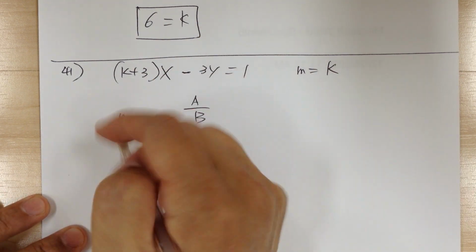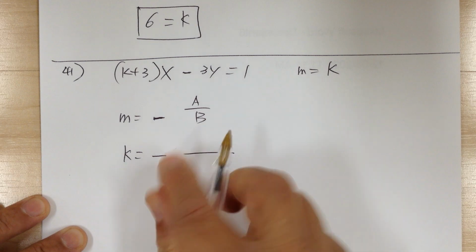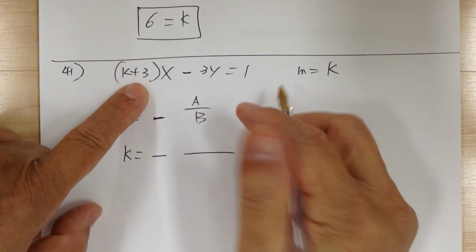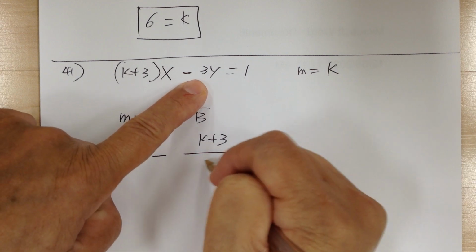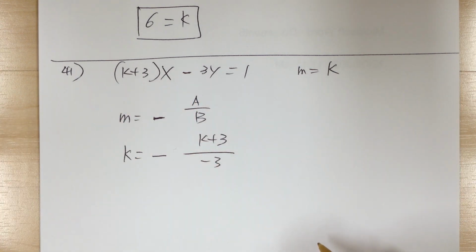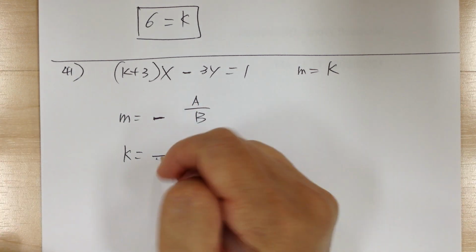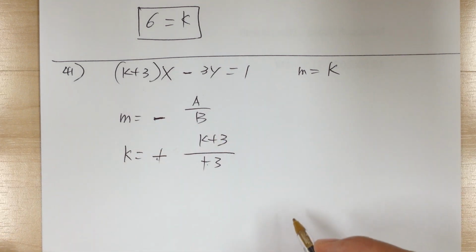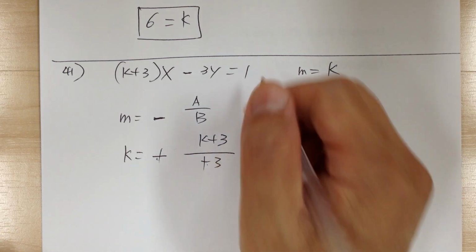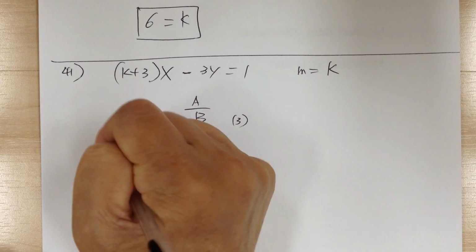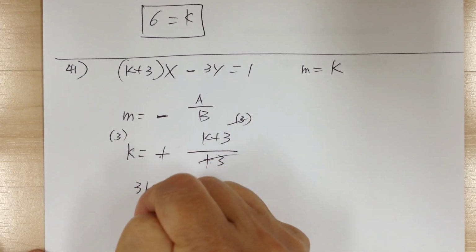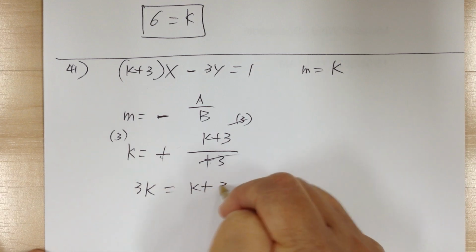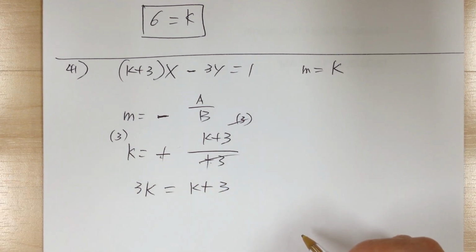So slope equal to k. There's a negative over here. This is your a, so it would be k plus 3. b is negative 3. Okay. In this case, again, negative and negative will cancel out. So that's nice. Let's get rid of the fraction, so multiply by 3 on both sides. This will cancel out, or just cross multiply. So you got 3k equal to k plus 3.